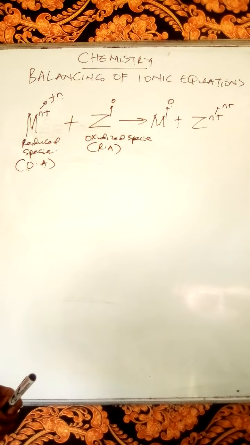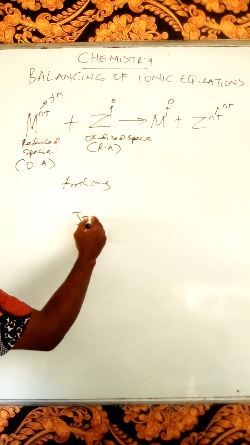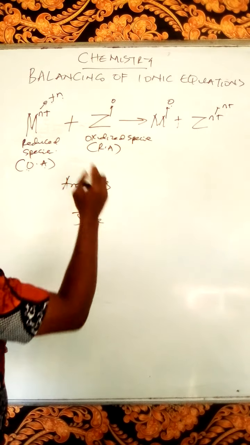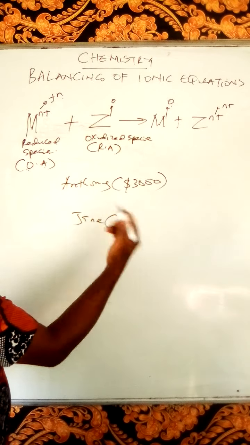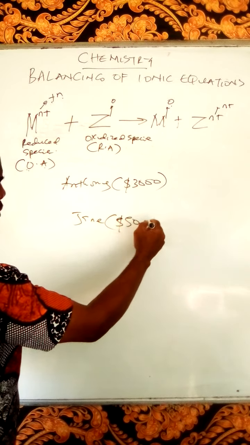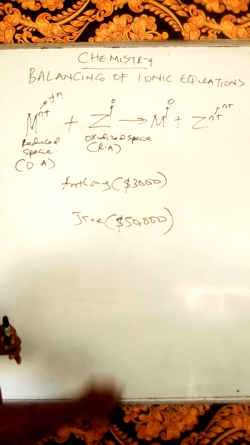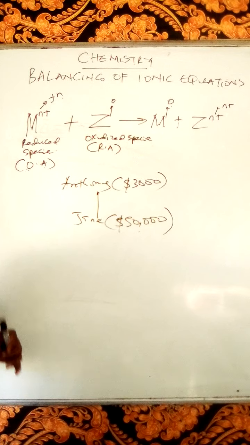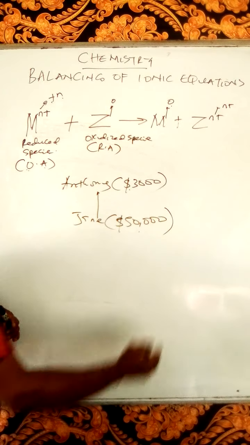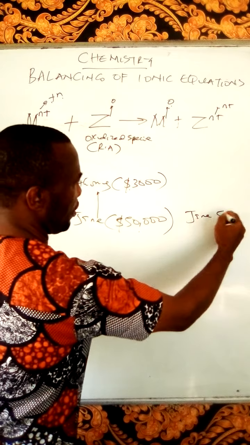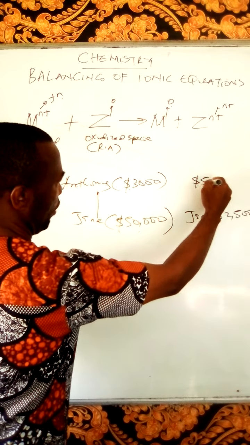Let's think of two people in a relationship. For instance, we have Anthony in a relationship with Jane. Anthony has $3,000 with him, while Jane has a whopping sum of $50,000. So going to visit her boyfriend, she goes with this money hidden in her pocket. On reaching Anthony's house, Anthony now gives Jane $2,500 out of the $3,000. So at the end of the process, Jane now has $52,500, while Anthony has remaining $500 to wallow in poverty.